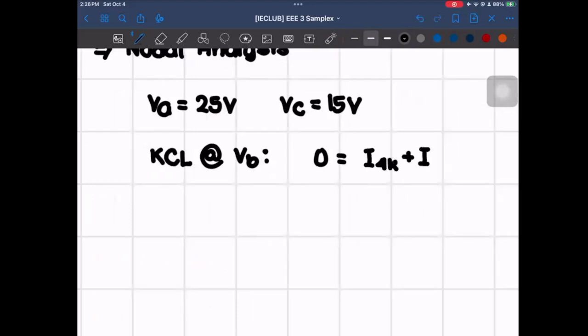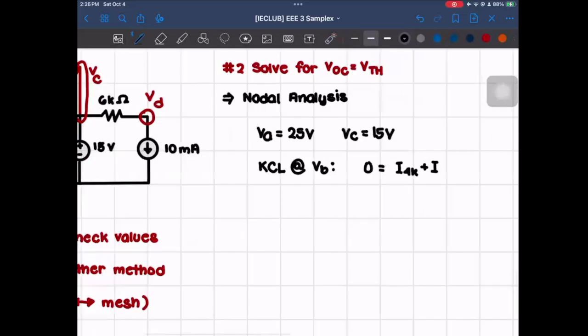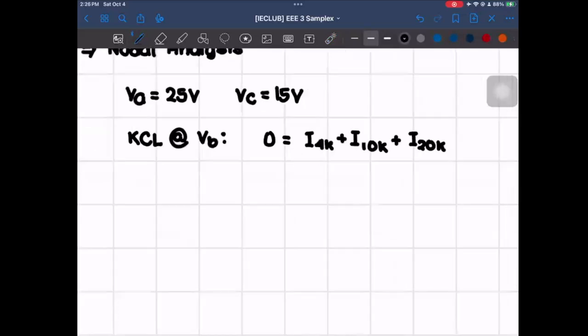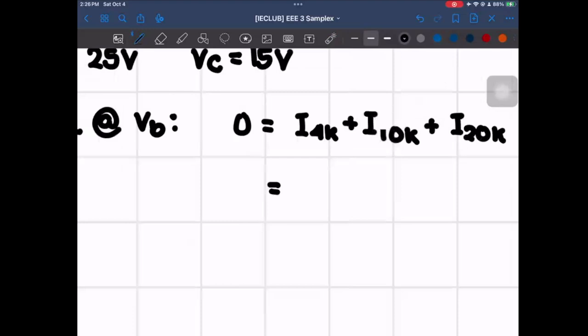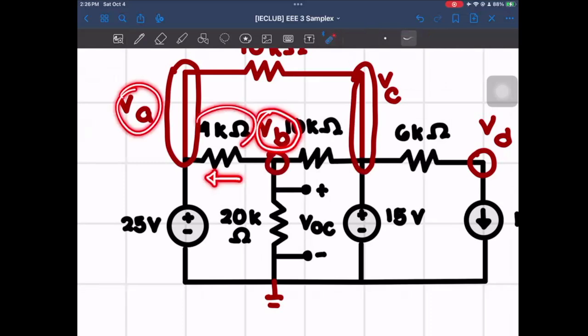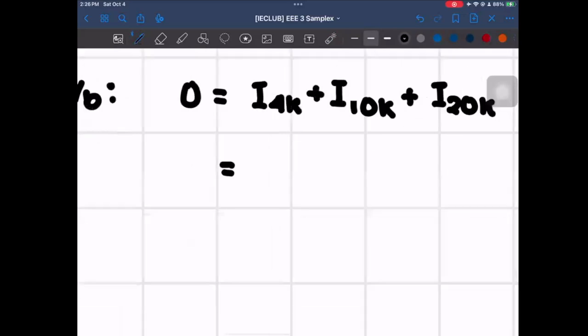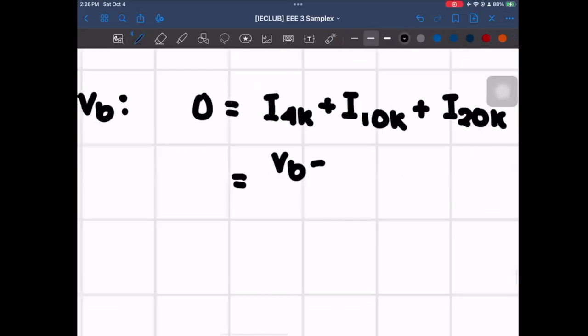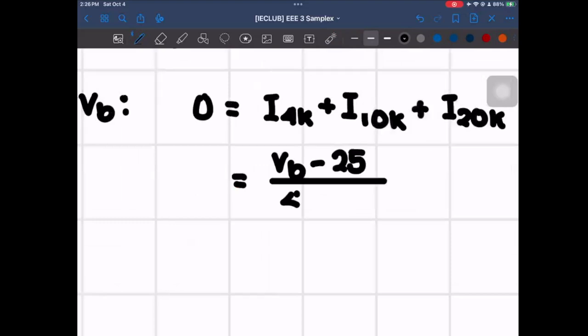plus I10K plus I20K. And then we could convert this all into our variables of V by using V is equal to IR. And so for I4K, since the direction of the current is going out, that means it's going to be VB minus VA all over 4K. And we already know what VA is. So that will be VB minus 25, all over 4K, or 4,000.